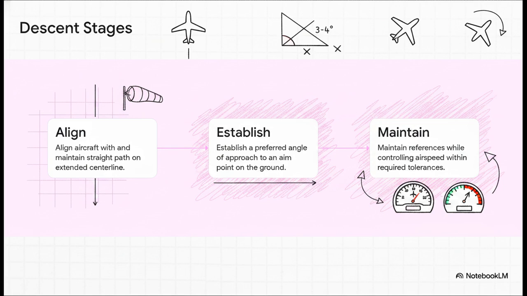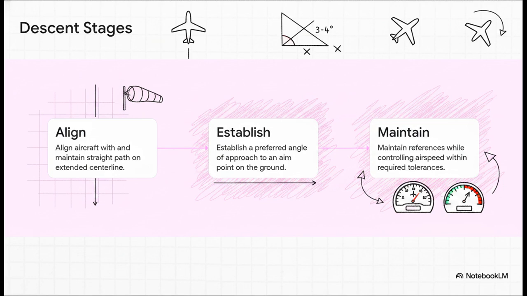So the key is breaking this controlled descent down into manageable steps. Step 1, align with the extended center line of the runway. Here's a pro tip for you. If the center line is completely vertical in your view relative to the horizon, you are perfectly on the center line, regardless of where the nose happens to be pointing to fight a crosswind.